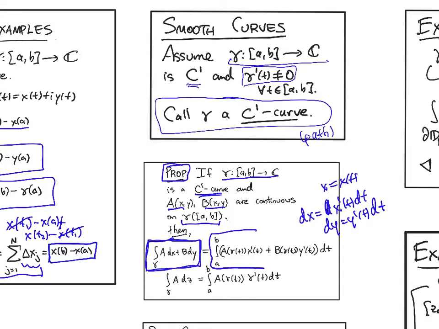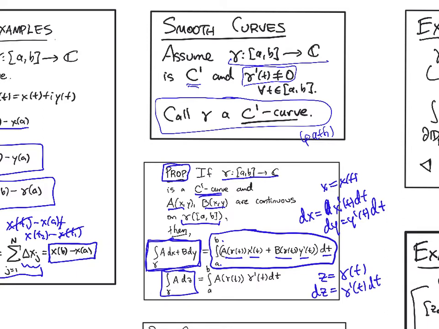So our integral of the one form along gamma can be computed just by a real integral from a to b of a of gamma times x prime of t plus b of gamma times y prime of t dt. And for (1,0) forms, you can write something similar. So you're just replacing z with gamma of t here. And so dz becomes, in the integral, gamma prime of t dt. And we just have a of gamma times gamma prime dt.